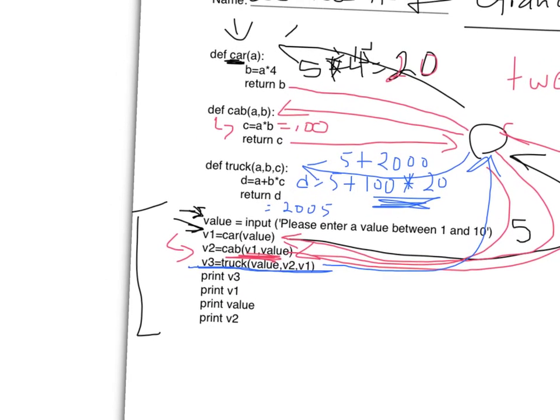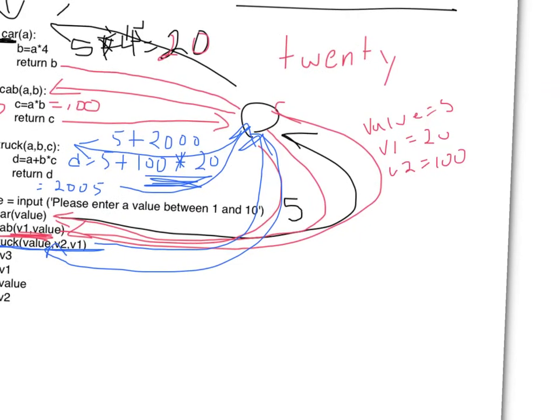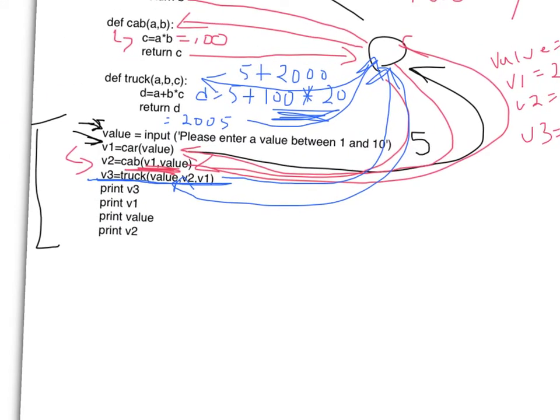A great year. 2005 is now set equal to D, and the ball's being passed back down to V3. Now we have all of our information, so we're about ready for our output statements. But just to be sure, let's make sure everything matches up. Value equals 5, yup. V1 equals 20, yup. V2 equals 100, yup, for sure. V3 equals 2005, yup. Which means we are now ready for our print statements.